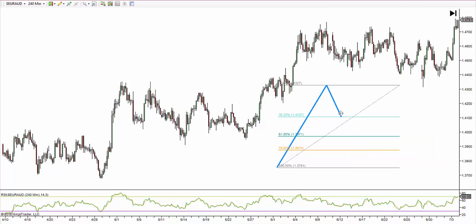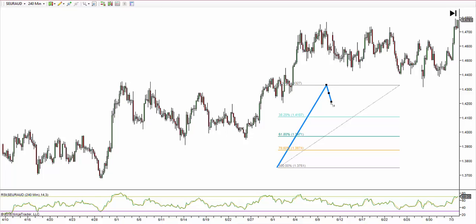And so, what does he do? He waits. He doesn't want to get caught on the 38.2. He doesn't want to get caught on the 61.8 because he knows that it has happened. It's happened to him before. So I'm going to wait and get a better risk to reward here. I'm going to wait for the 78.6.